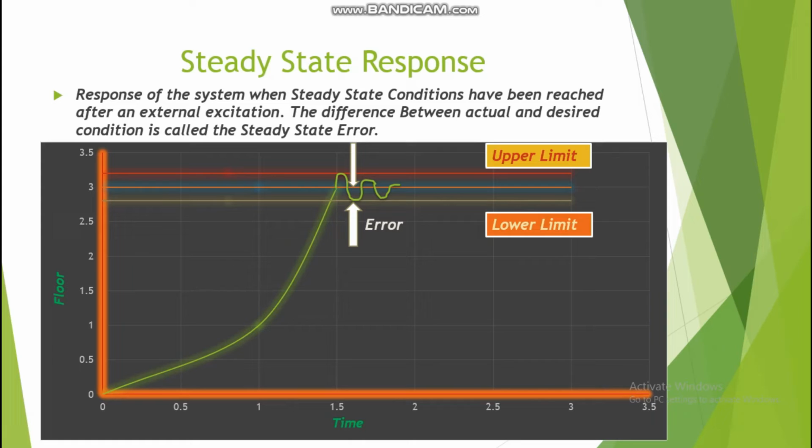So the excitation was the movement from the ground floor to the third floor, and then the response of the system in steady state conditions have been reached. The steady state conditions have been reached, that means it is between the upper and lower limits, and whatever the response of the system is, we would call it the steady state response. The difference between the actual and desired condition is called the steady state error. So the desired condition was exactly the third floor, and the actual would have a little bit of error in that, so that would be our steady state error.